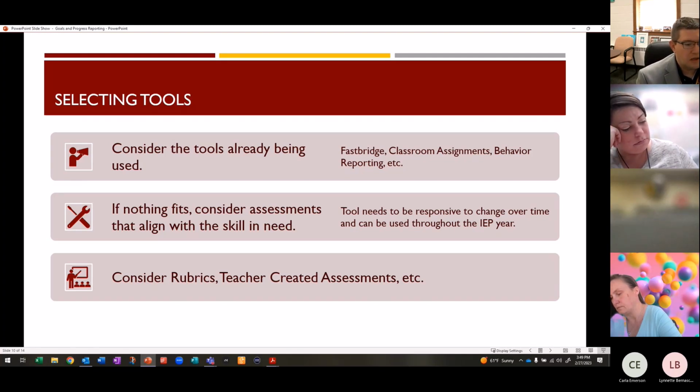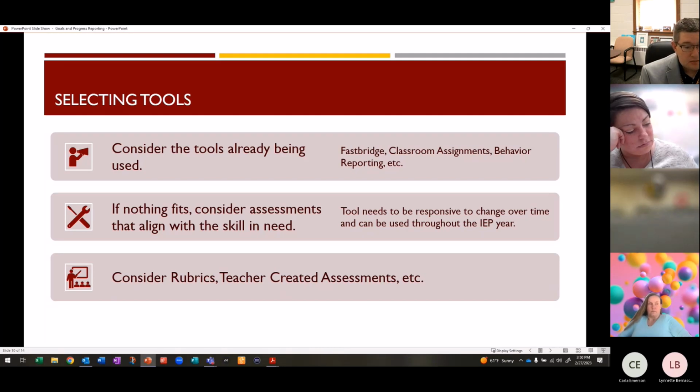Consider the tools that are already being used. We already have FastBridge, classroom assessments, different behavior reporting that's being done in our buildings. Use that stuff first if it's applicable to the skill you're trying to improve. We don't need to go reinvent the wheel or have these extra steps if there's already an assessment that's collecting the data that we need. But sometimes it doesn't fit perfectly. So consider assessments that do align with the skills.